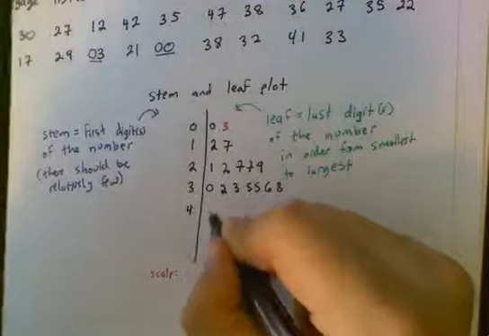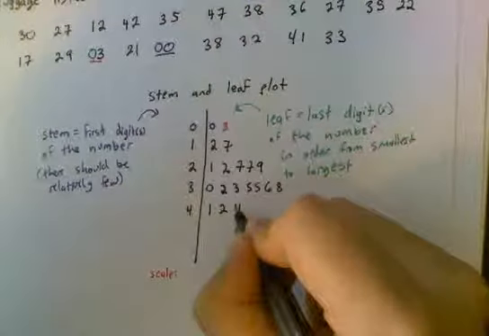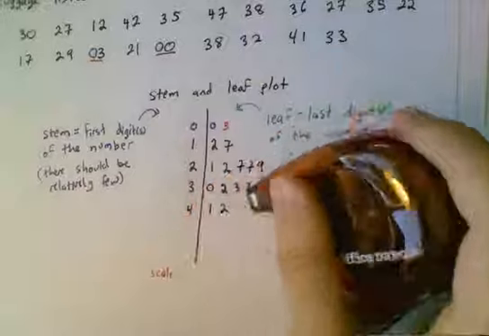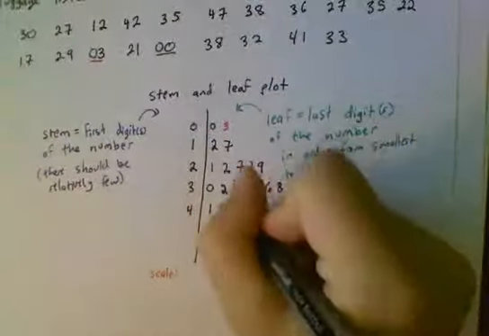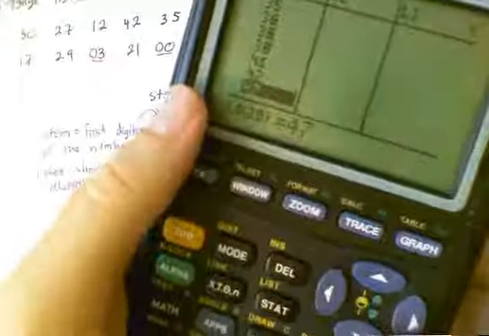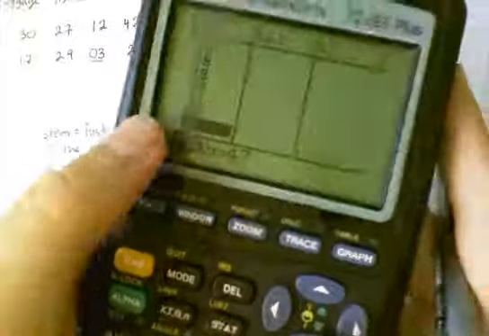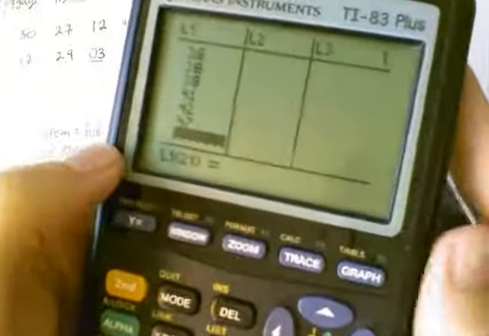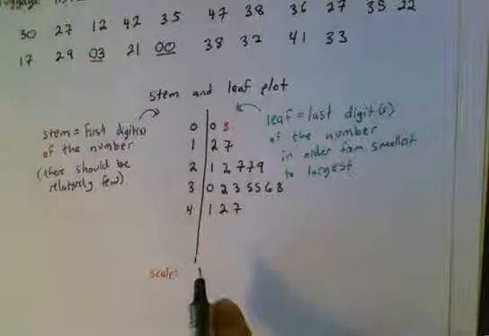Forties, I have 41, 42, and 40, that's not right, 47. Okay, right there, 41, 42, 47. And that's the last one. So that's my stem and leaf plot.